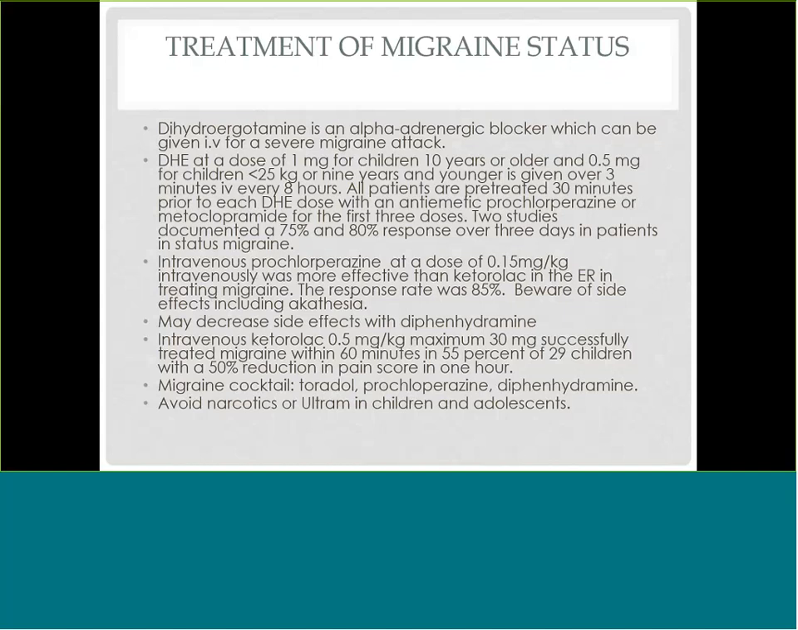The problem with giving prochlorperazine alone, however, is that it can have severe side effects. So one is called akathisia, which is sort of an ants crawling on your body type side effect that's very disturbing. This could be blunted if you use diphenhydramine. In practice, in the emergency room, we usually use a combination of Toradol to a maximum of 30 milligrams, plus prochlorperazine, plus diphenhydramine. We like to avoid narcotics or Ultram in children and adolescents with migraine.